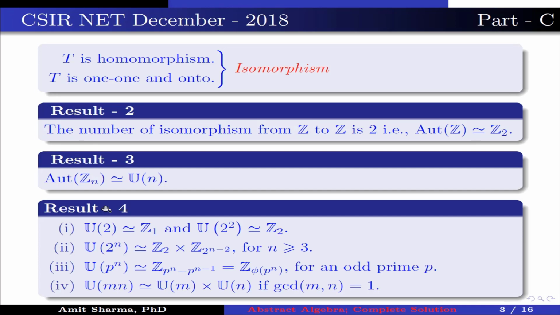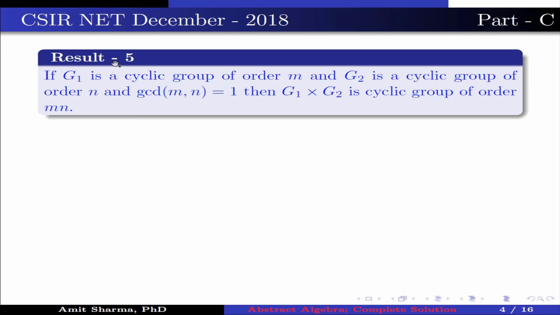Result number 4. Number 1. U2 is isomorphic to Z1 and U4 is isomorphic to Z2. Number 2. U of 2 to the power n is isomorphic to Z2 cross Z of 2 to the power n minus 2 for n greater than or equal to 3. Number 3. U of p to the power n is isomorphic to Z of p to the power n minus p to the power n minus 1, which is equal to Z of phi of p to the power n, for odd prime p. Number 4. U of mn is isomorphic to Um cross Un if GCD of m comma n is 1. Result number 5. If G1 is a cyclic group of order m and G2 is a cyclic group of order n and GCD of m comma n is 1, then G1 cross G2 is a cyclic group of order mn.